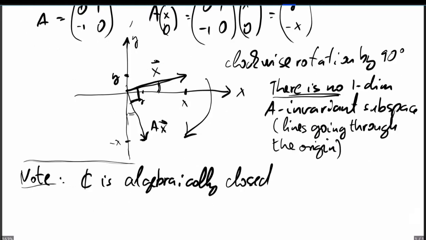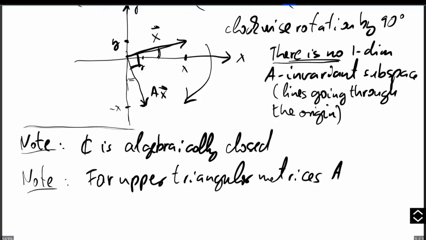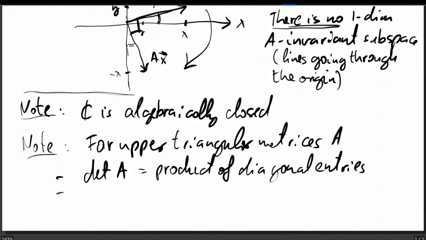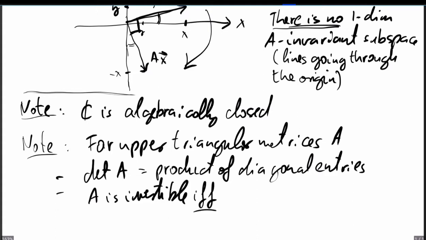Note also, let's discuss upper triangular matrices. The determinant of the matrix A equals the product of the diagonal entries. This was mentioned when we discussed the determinant of matrices. This is one important thing that we will use. The other one is that A is invertible if and only if, and I'm not sure if I used this notation before, iff stands for if and only if, the determinant of A is not 0, which now means that none of the diagonal entries are zeros.